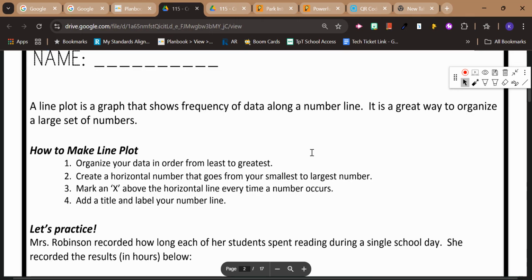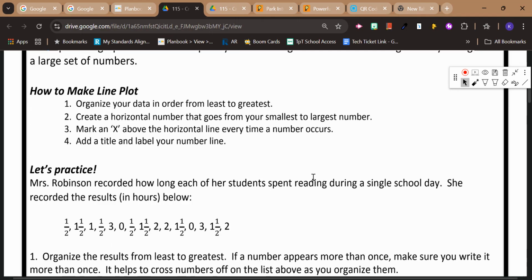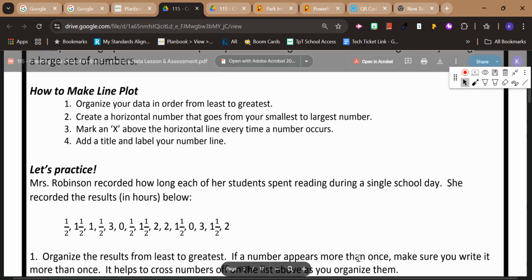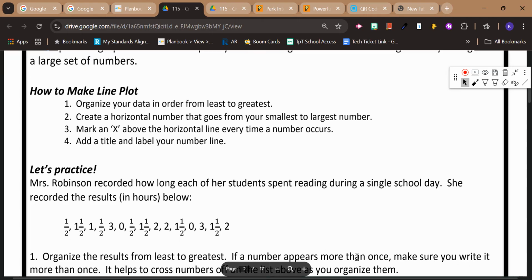So let's look at this. The first thing you're going to do is organize your data in order from least to greatest. So we can handle that, right? Going smallest to largest. Create a horizontal number line that goes from your smallest to largest number. Mark an X above the horizontal line every time a number occurs. What are we using to show our number marks? An X. So our data is represented by an X. Okay, and then add a title and label your number line.